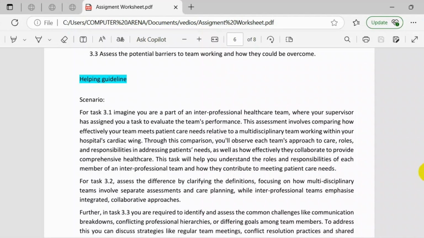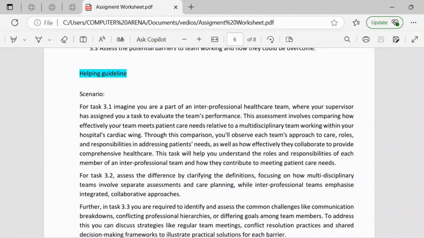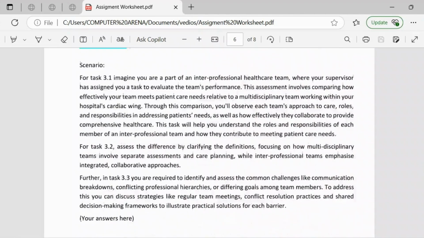And for criteria 3.3, you have to explain and assess the potential barriers that restrict an individual from working in a team. These could be an individual's fear of change, or communication barriers in a team as well. So you have to assess those potential barriers that are impacting an individual from working in a team. Further, you have to explain the strategies for how these barriers can be overcome. This is all you have to explain against the assessment criteria of the learning outcomes.